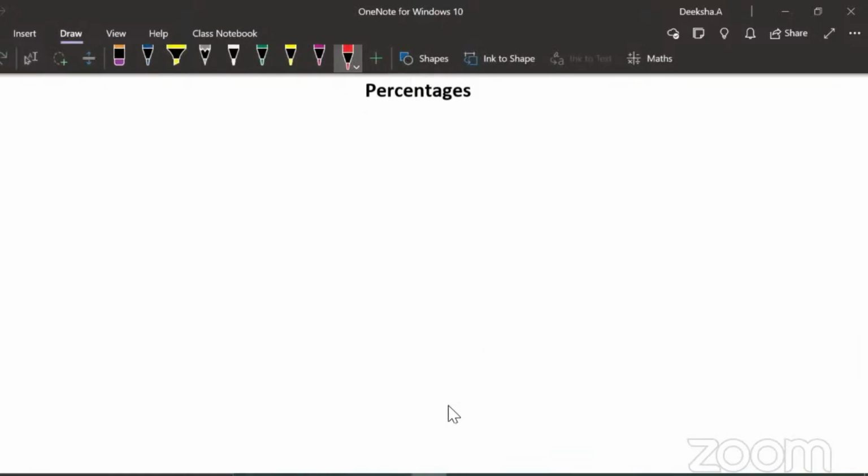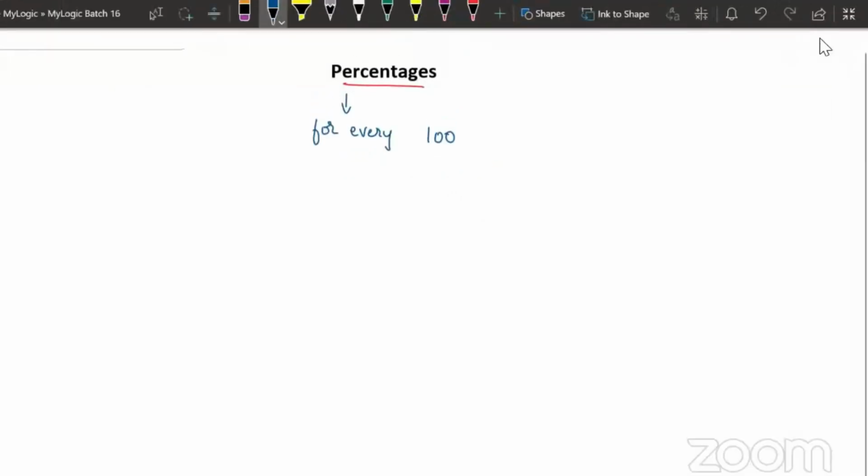So what is percentage? As you are all aware, percentage is for 100, right? Per is for every, cent means 100. For every 100, we will be calculating what is the value. That is percentage. That is how you calculate your percentages for your classes, right?